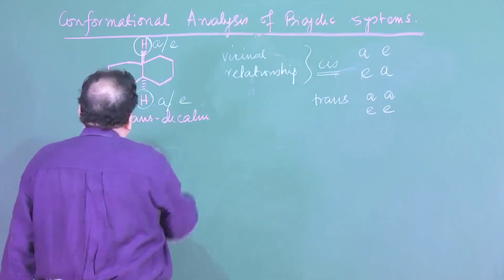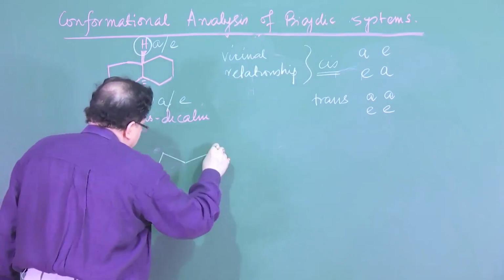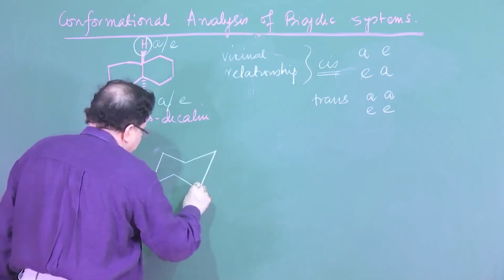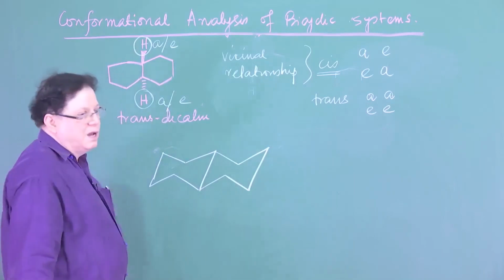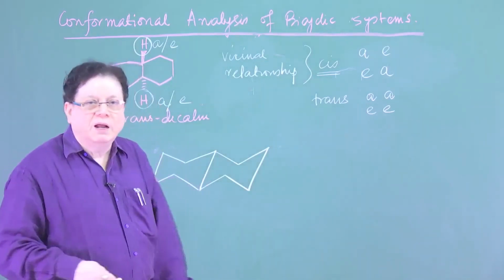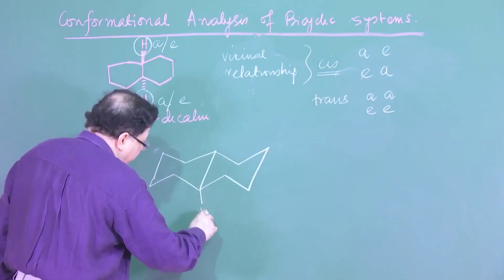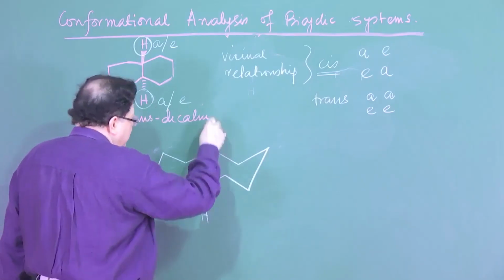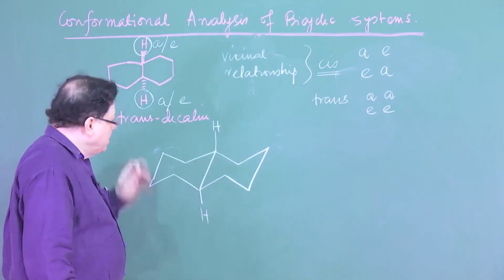Let us see what the problem was. First, let us see how to draw this. First, draw the chair form of a cyclohexane, two chair forms. Okay. These are the two chair forms fused together in a decalin system, and here this hydrogen is alpha axial and this hydrogen is beta axial. So, this is the example of trans decalin.